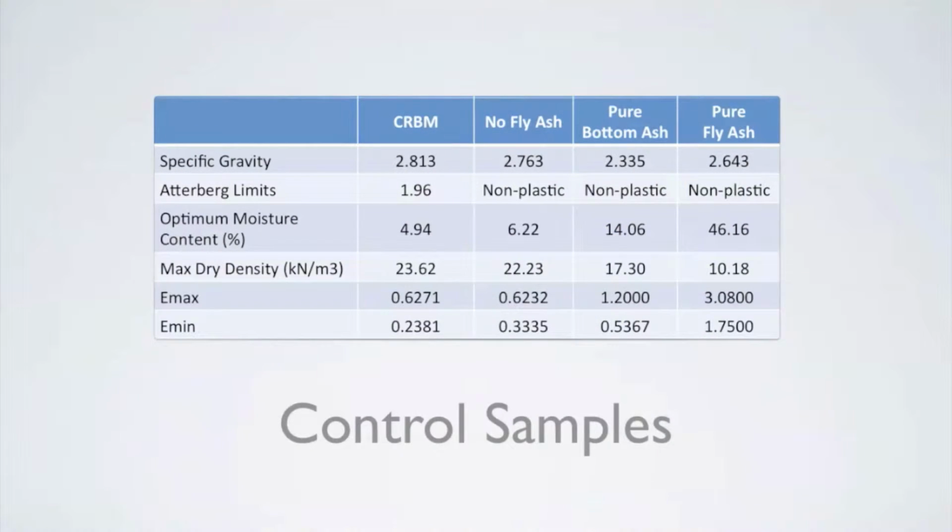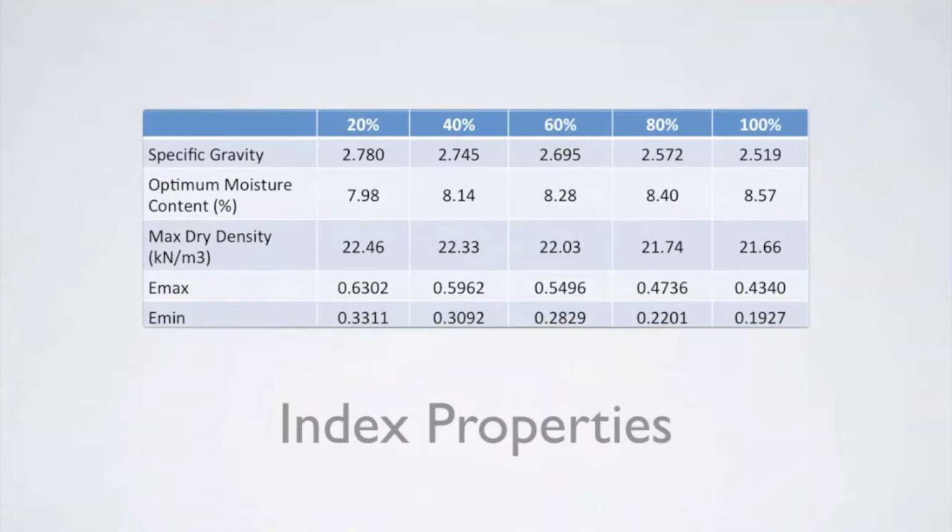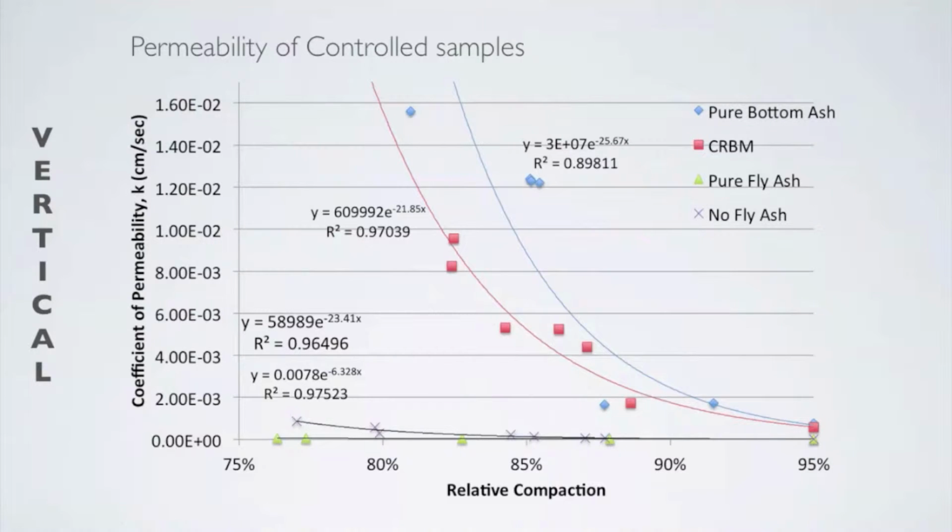Here are the index properties of the controlled samples used in the study. Fly ash happened to be the lightest and most porous sample, while the conventional road-based material is the most dense. For the blended samples, as the amount of bottom ash increases, the lighter it is and the more water it could hold. In the vertical permeability test for the controlled samples, bottom ash incurred the highest permeability due to its porous characteristics, while fly ash had the lowest due to its cementitious property.